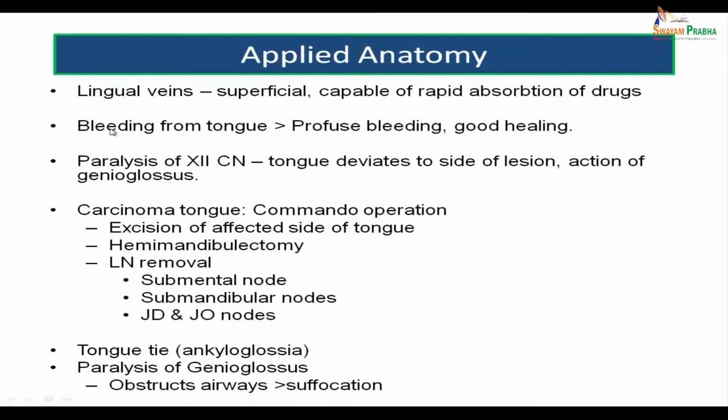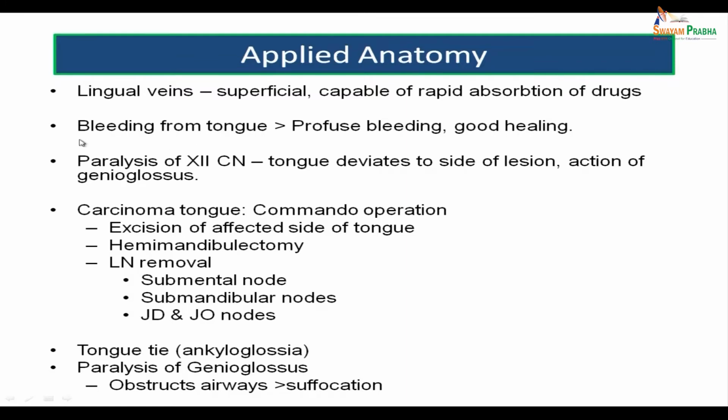Now the lingual veins, as we have studied in this lesson, lie very superficial to the mucous membrane and therefore are capable of rapid absorption of drugs. You must have heard of a tablet called sorbitrate. This is usually a life-saving drug, and it is placed in the floor of the tongue of a person who is suffering from angina. This will quickly relieve the vasospasm.